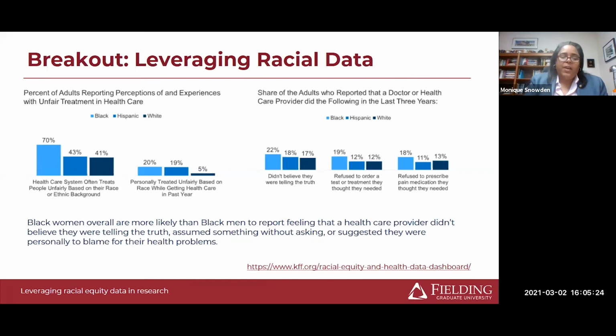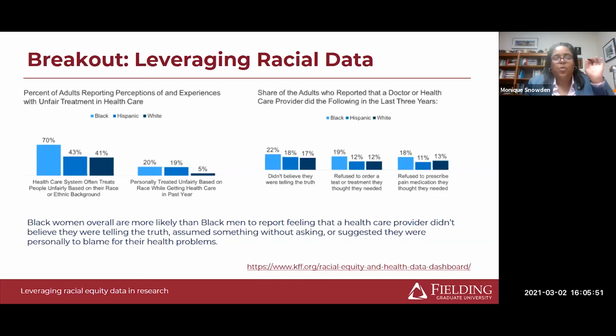that, and I have a link here to this health dashboard, right? There are a number of racial and equity health dashboards out there. This is a pretty good one, and you'll have this link in the presentation. I encourage you to go out there if you haven't been on this particular dashboard. But here are some things that I pulled out from it: the percent of adults reporting perceptions of and experiences with unfair treatment in healthcare.